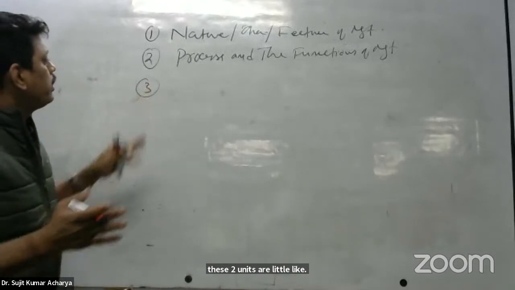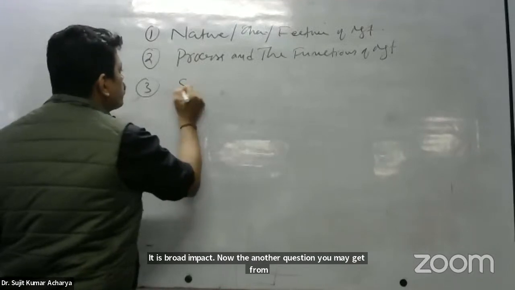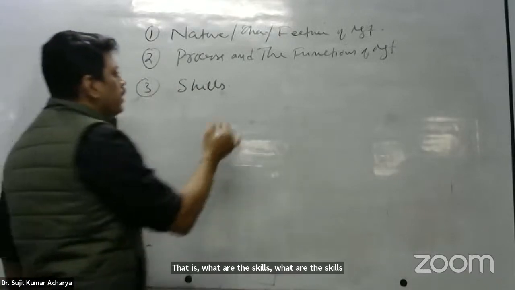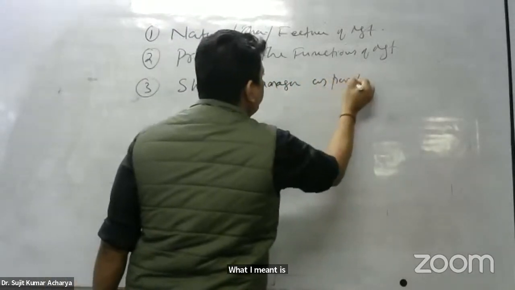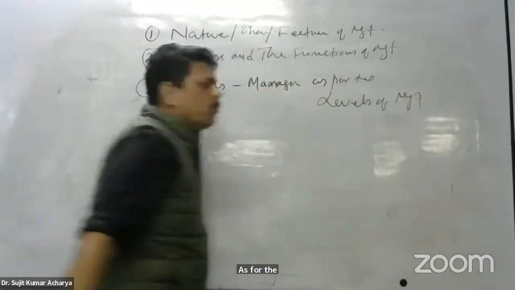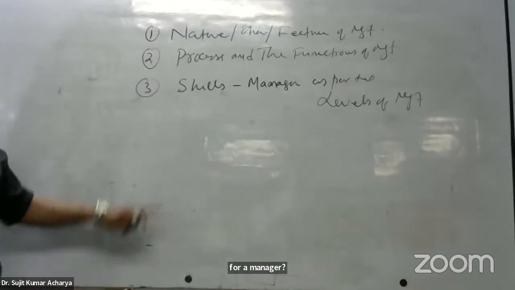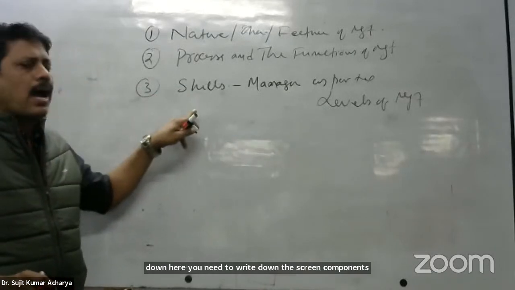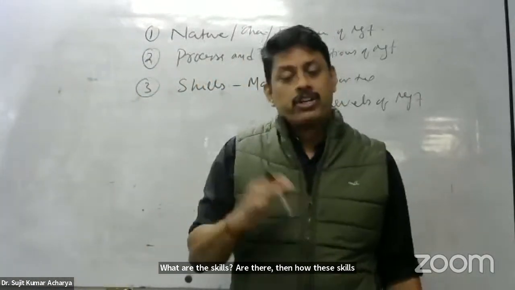Now another question you may get from unit 1, that is, what are the skills required for a manager as per the levels of management? Now, you need to write down the skill components. What are the skills? Then how these skills vary level wise. You need to distinguish in that way.